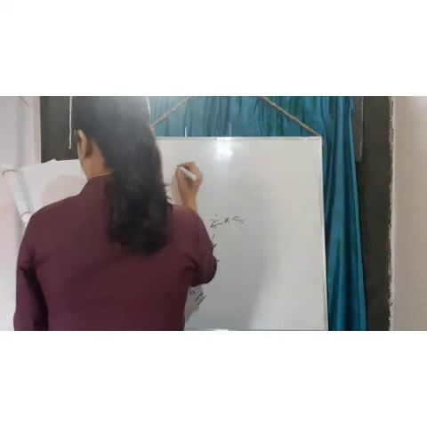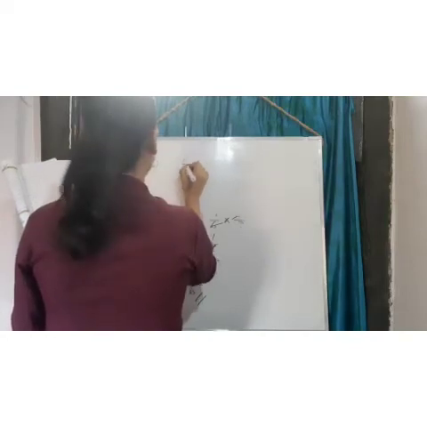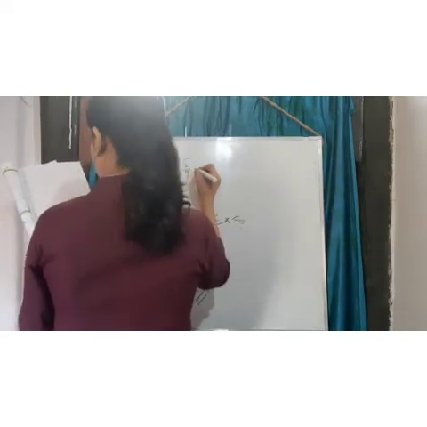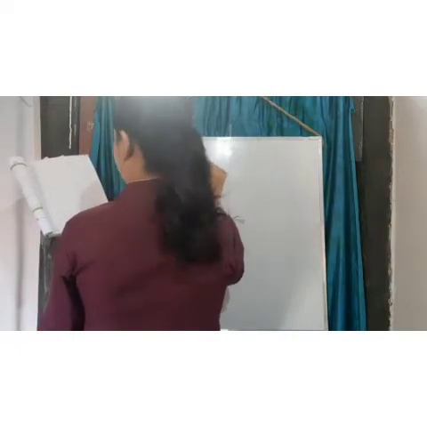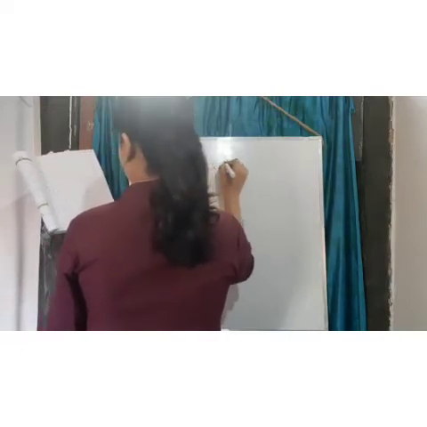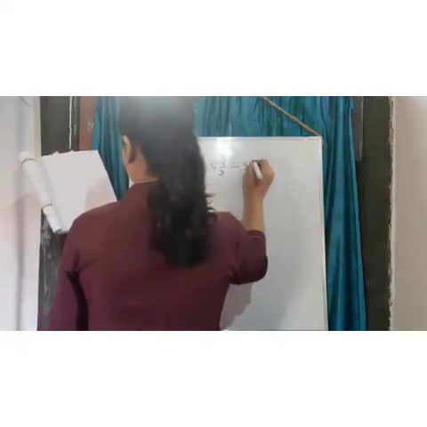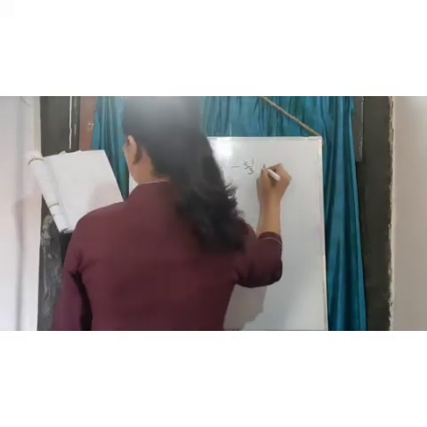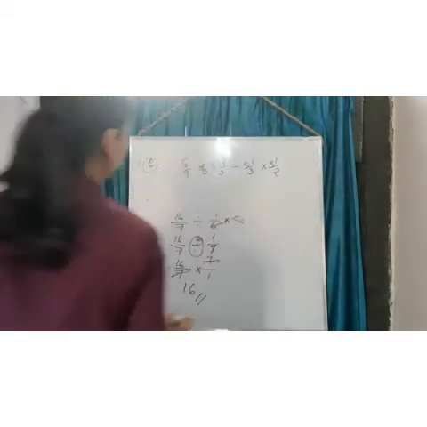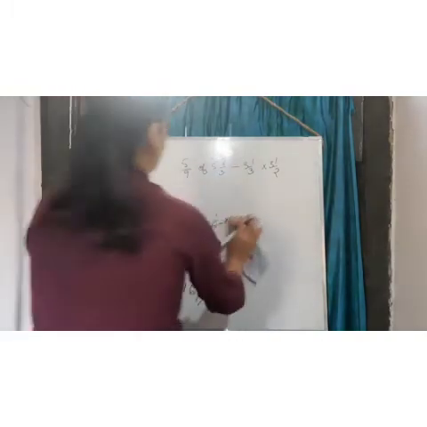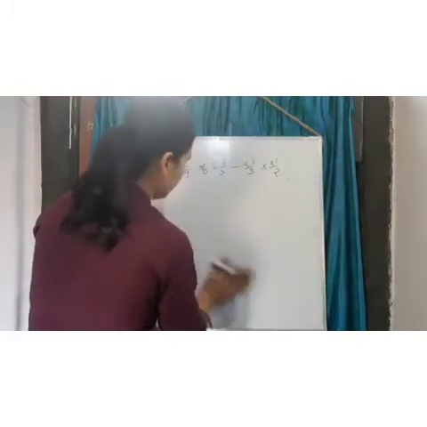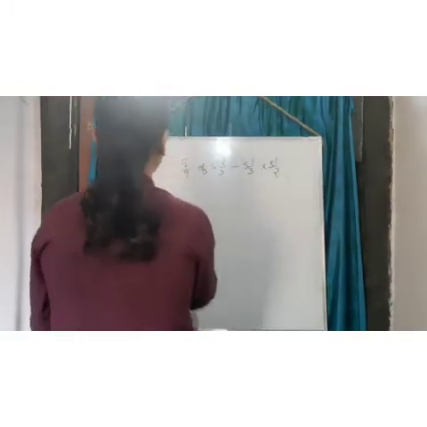So the question is 5/9 of 5 2/3 divided by 3 1/3 times 3 1/2. Okay, so what shall we do first? First, let us just convert the mixed fractions into improper fractions.